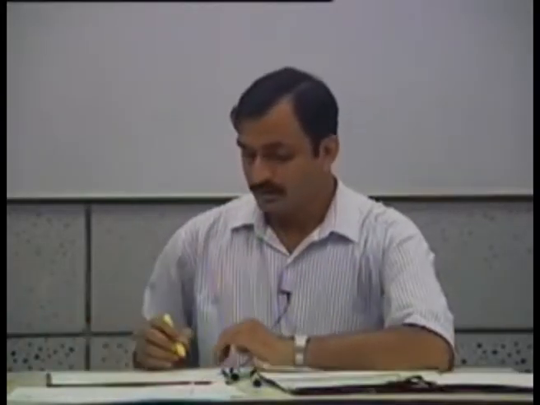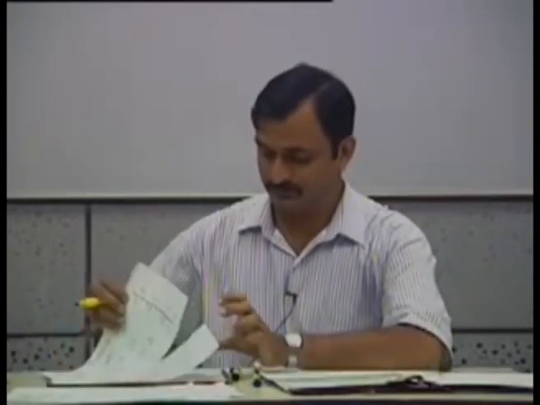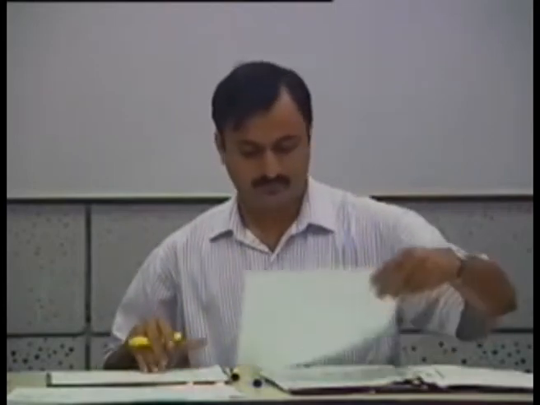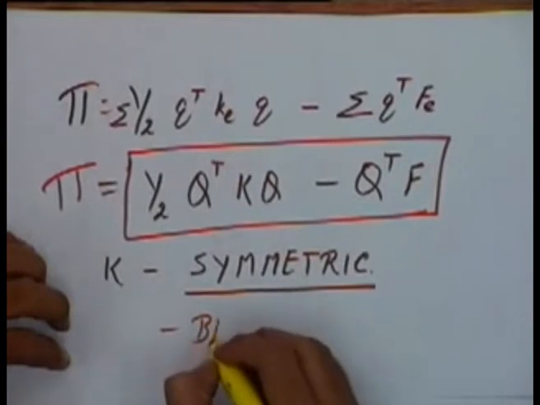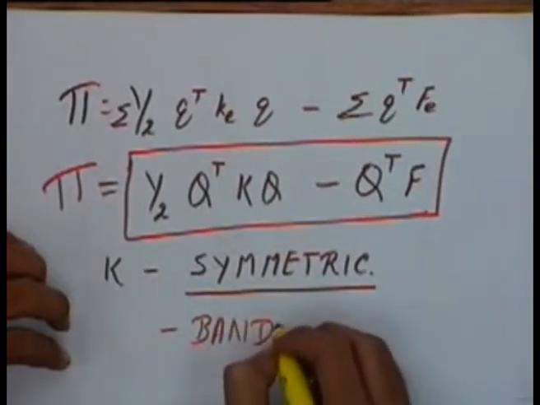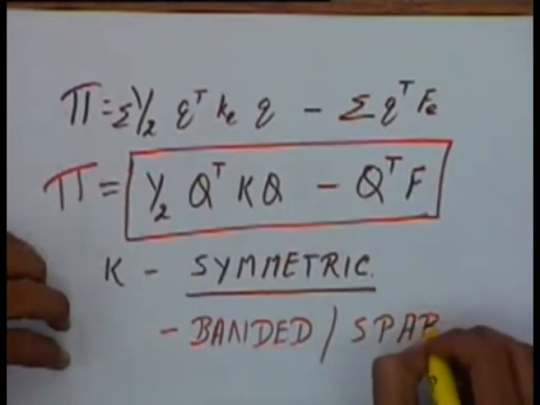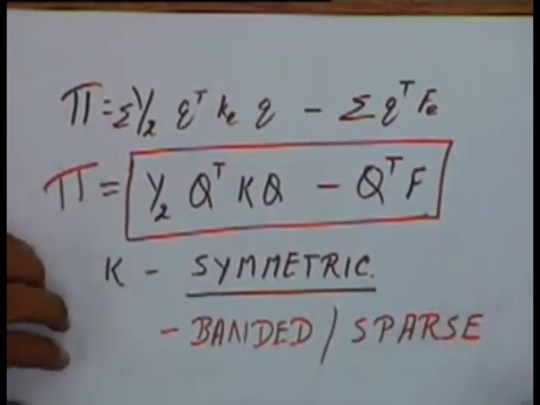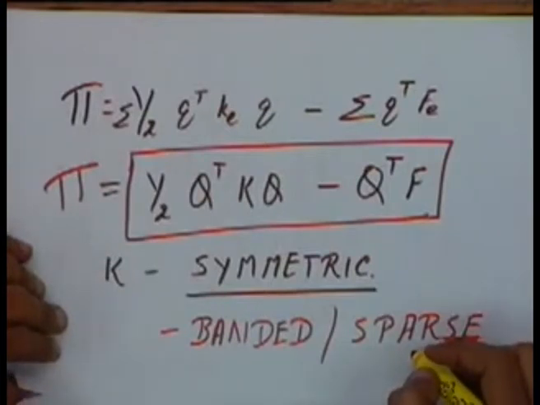So the global matrix that I have, this K, is either banded or it is sparse. And whether it is banded or sparse depends on the numbering that we have done, how we have numbered the nodes.